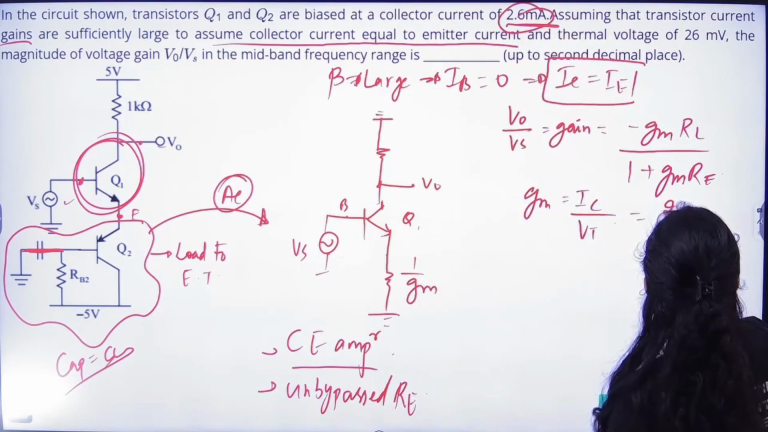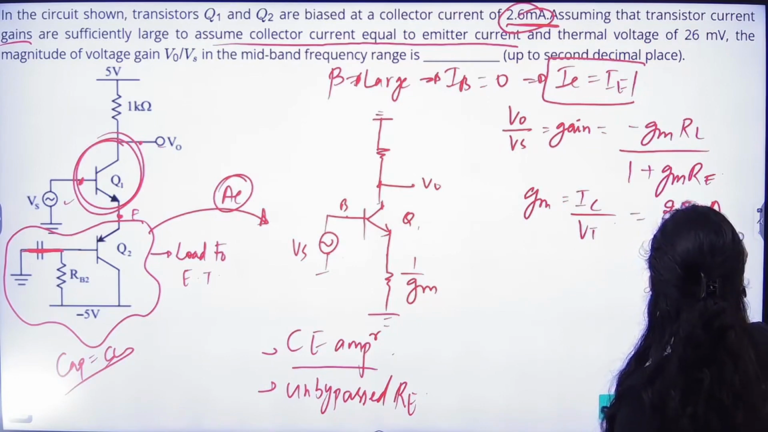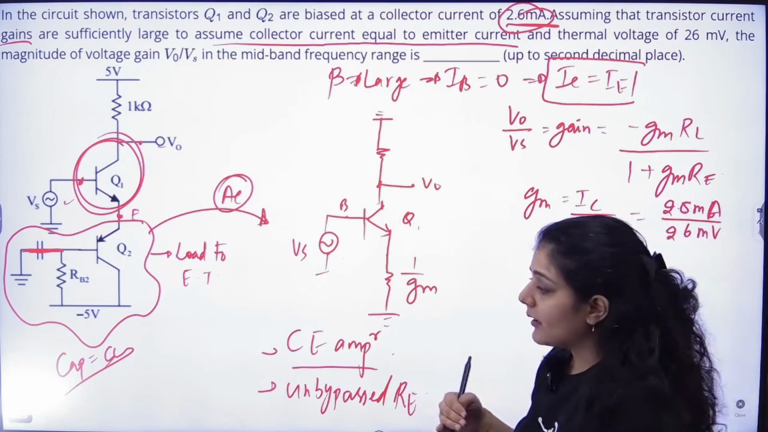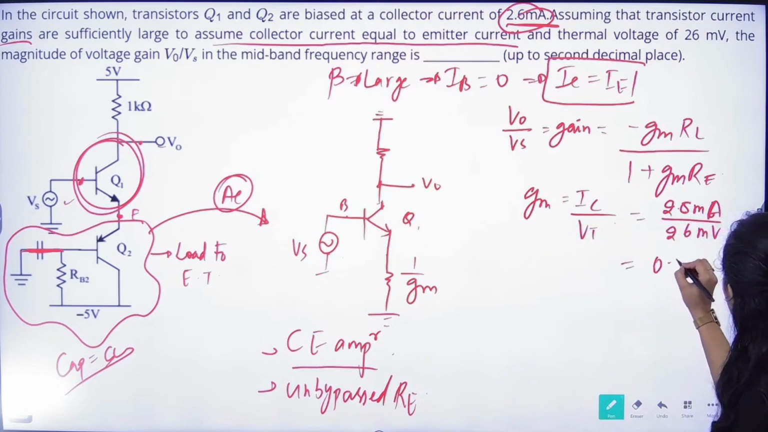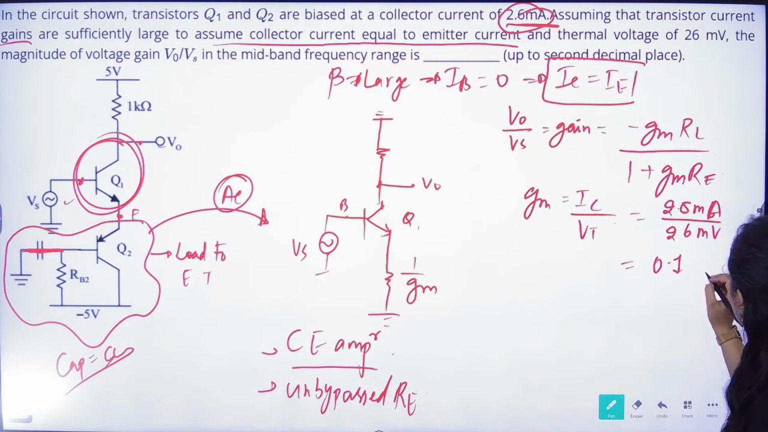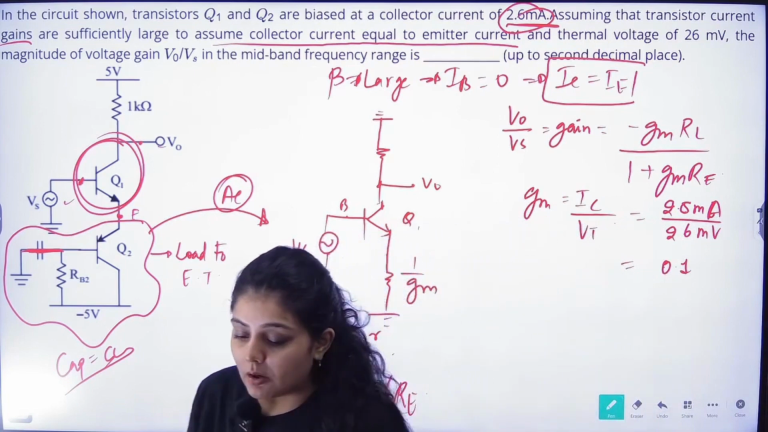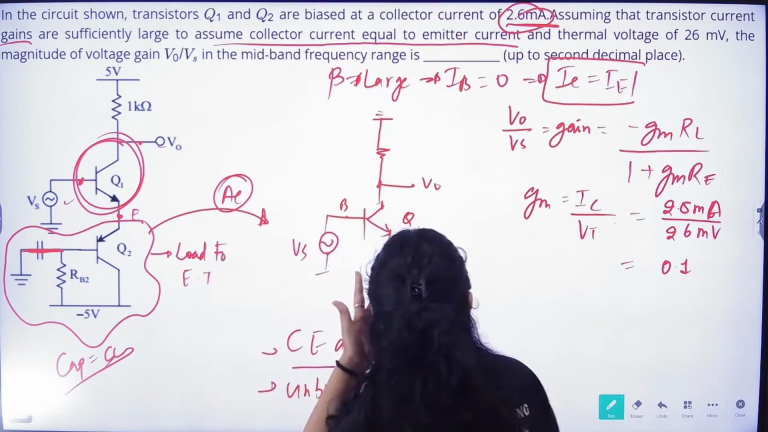So everything is given: 2.6 milliampere divided by 26 millivolts. So it is equal to what? Now it can cancel out, so Gm will be equal to 0.1. So the Gm value we know. Now after finding the value of Gm, we just have to find the value of the gain.